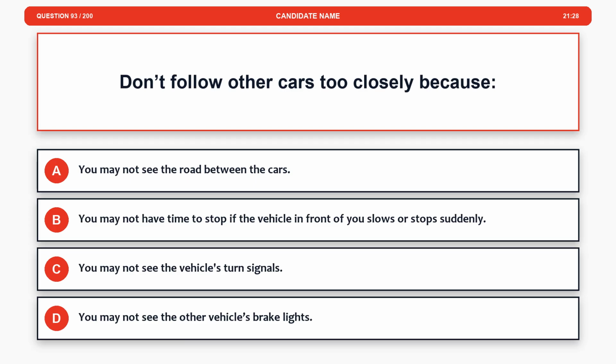Question 93. Don't follow other cars too closely because Option A, you may not see the road between the cars. Option B, you may not have time to stop if the vehicle in front of you slows or stops suddenly. Option C, you may not see the vehicle's turn signals. Option D, you may not see the other vehicle's brake lights.